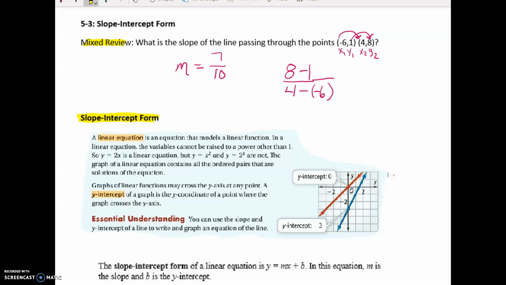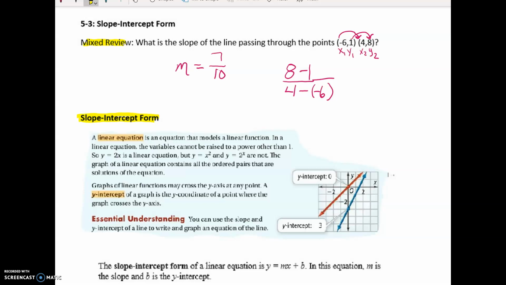So graphs of linear functions may cross the x-axis at any point, the y-axis at any point. That refers to the y-intercept of the graph. That is the y-coordinate of a point where the graph crosses the y-axis. So in the picture here, our y-intercept for the red line would be at 0, because that's where it's crossing the y-axis. And our y-intercept for the blue line would be -3, because that is where the blue line is crossing the y-axis.